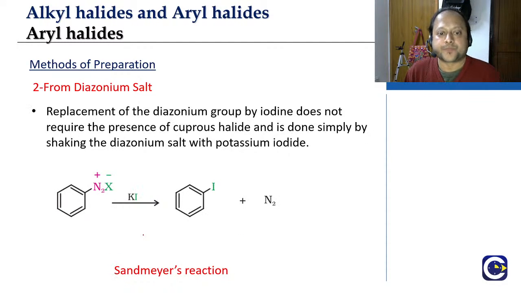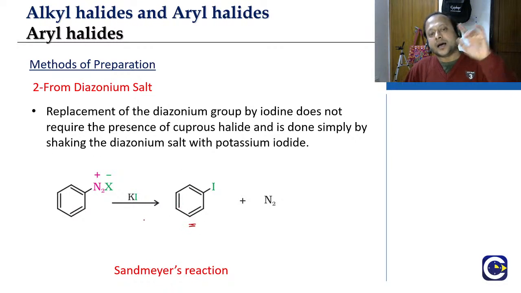Fine. So in a similar fashion, if we react this, now we do not need any cuprous salt of iodine. We don't need cuprous iodide. If we even warm it with potassium iodide or sodium iodide for that matter, then also we can prepare iodobenzene just by shaking.